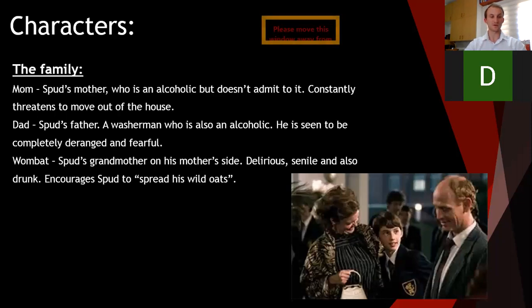So John Milton's family. His mom, you obviously know, is Spud's mother, who is an alcoholic but doesn't admit to it. She constantly threatens to move out of the house. Then you have his dad, who is Spud's father, a washerman who is also an alcoholic. He's seen to be completely deranged and fearful. Wombat is Spud's grandmother. That's the nickname given to her. You boys would have found that out. She's delirious, senile, and also drunk. Encourages Spud to spread his wild oats.